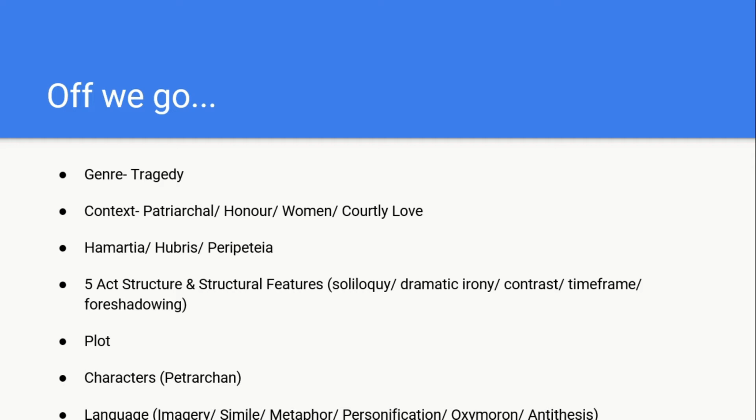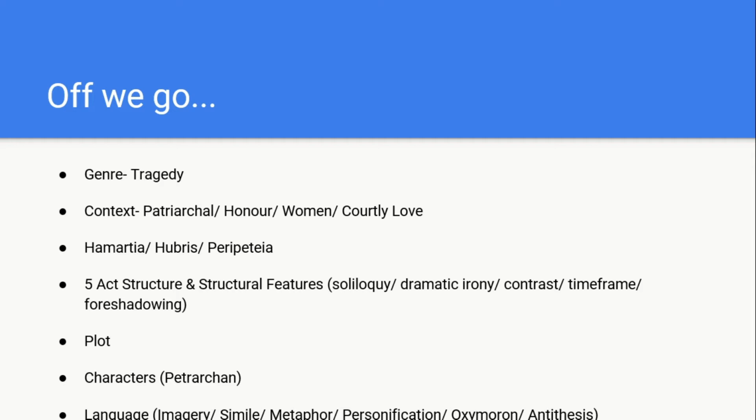Hamartia, hubris, and peripeteia are terms associated with tragedy. Again, we have talked about these before, but a quick recap. A hamartia is a character's fatal flaw. So Juliet's fatal flaw is her absolute dedication to Romeo at all costs. Romeo's is his sort of rash, impulsive behaviour. We could argue that Mercutio's fatal flaw is how he underestimates the feud and he treats it like a joke.